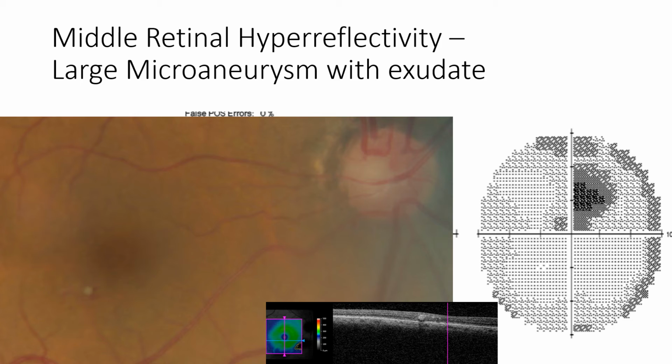This is the clinical appearance and 10-2 visual field result for that same patient. It shows the microaneurysm with exudate about 1 millimeter inferior to the fovea and the corresponding visual field deficit about 3 degrees superior to fixation.